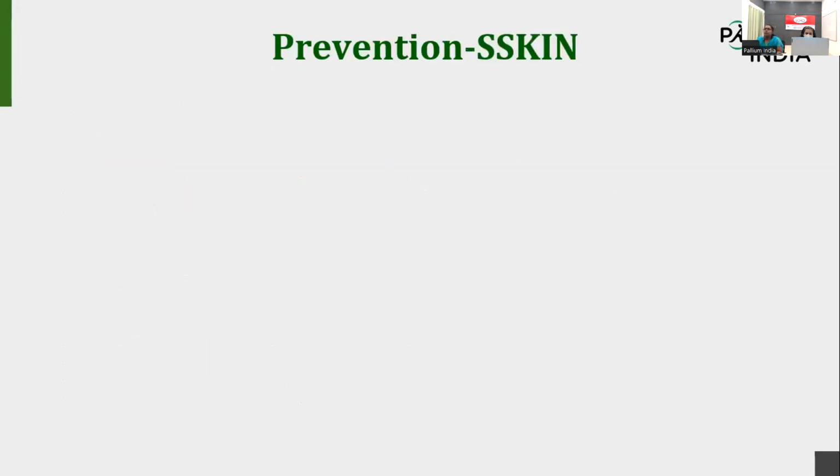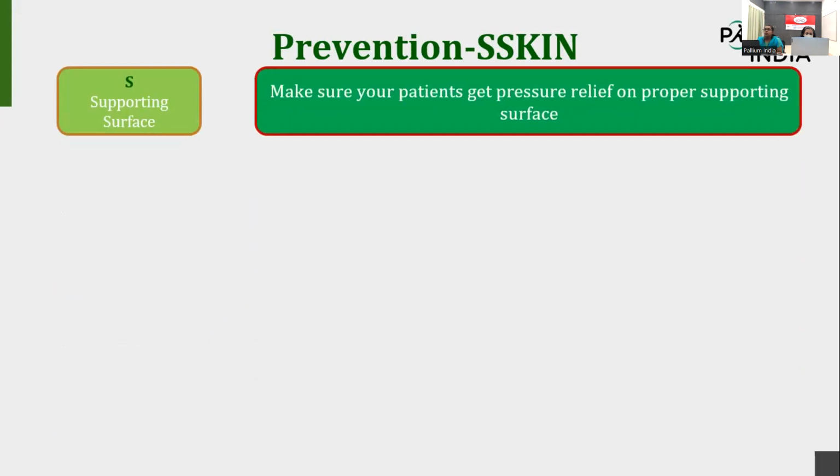So you can keep it in mind always whenever you have seen a bed-bound patient: double SKIN. The first S is supporting surface. Always you have to think about the supporting surface. You can suggest an air mattress, or if the patient is lying on a hard bed, you can suggest an air mattress or water mattress and air cushions, or whatever it is you can suggest.